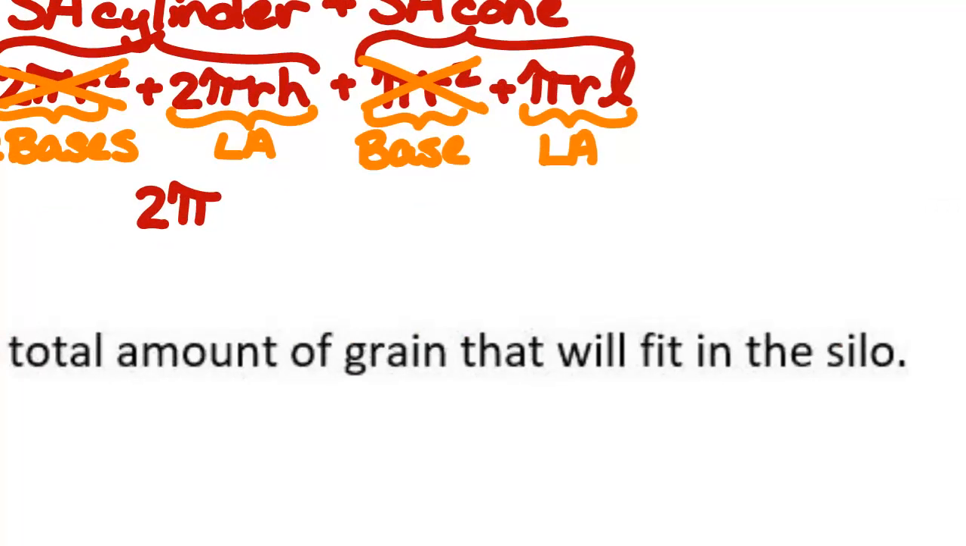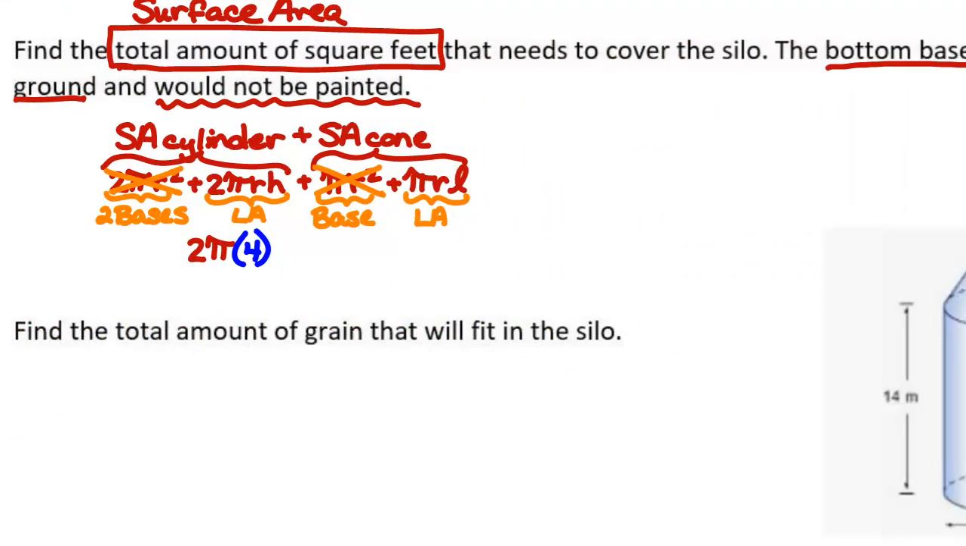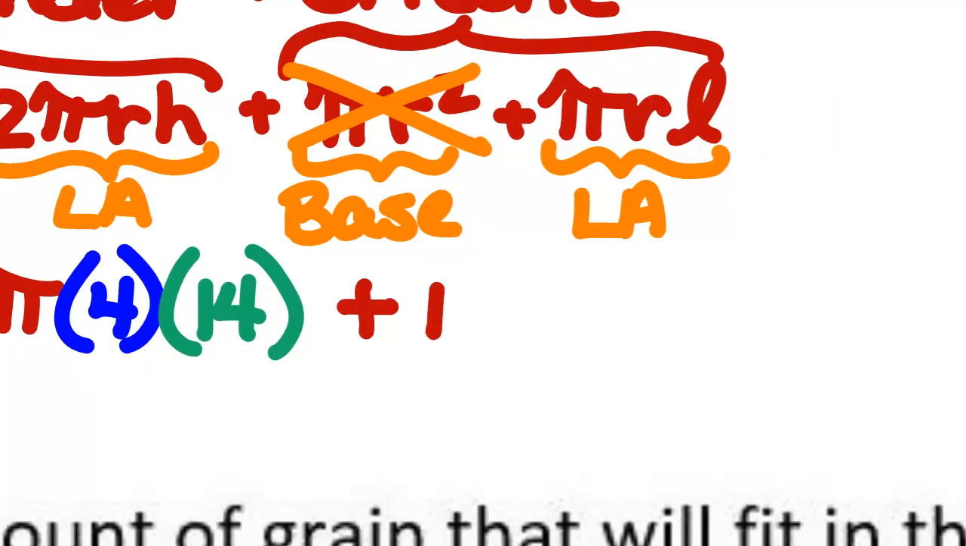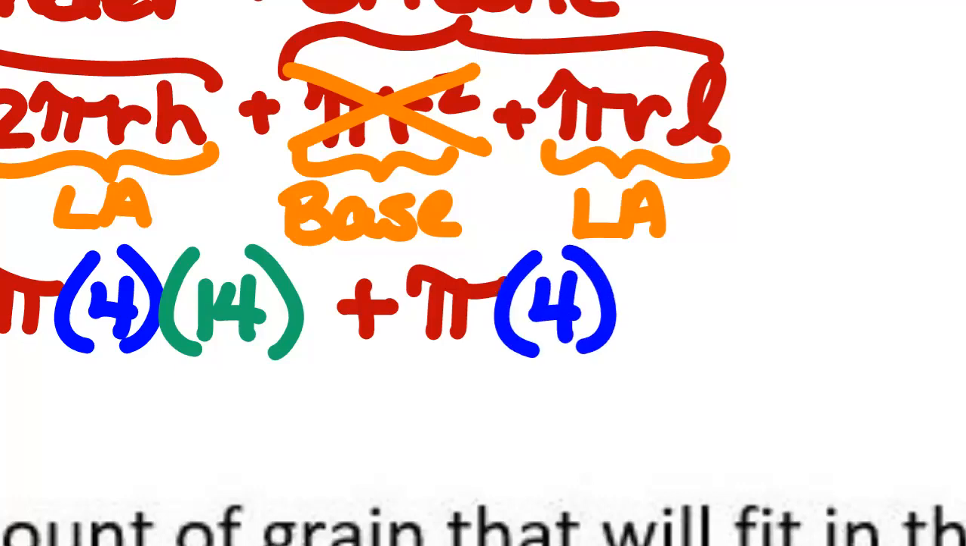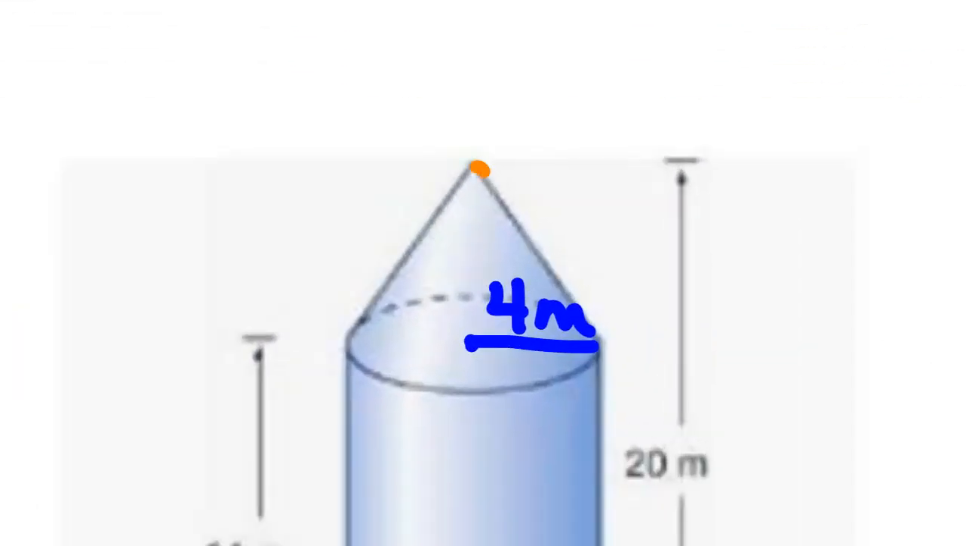So 2 pi times 4 times the height of the cylinder. What's the height of the cylinder? 14. And now plus, we're leaving out the base of the cone, but we need pi times our radius of 4 times our slant height. Well, this would be the slant height here.